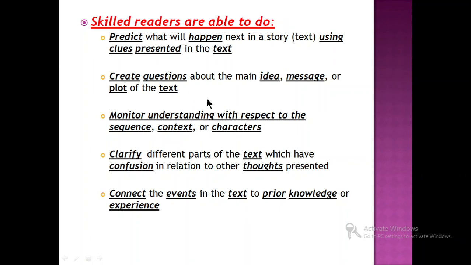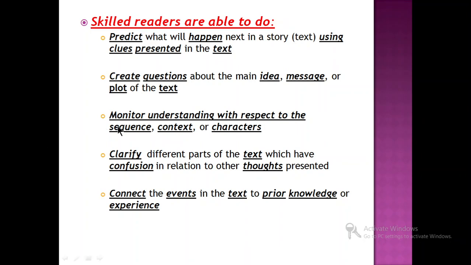Second thing is to create questions about the main idea, message or plot of a text. Skilled readers are able to frame, able to ask some questions based on the text, message or anything whatever he is reading or comprehending. He is reading with comprehension. He will be able to create some questions based on the text. Is that clear? This is the second thing which a skilled reader can do.